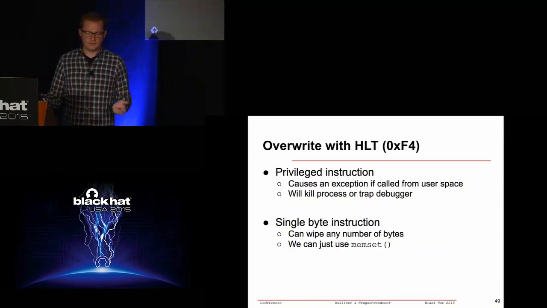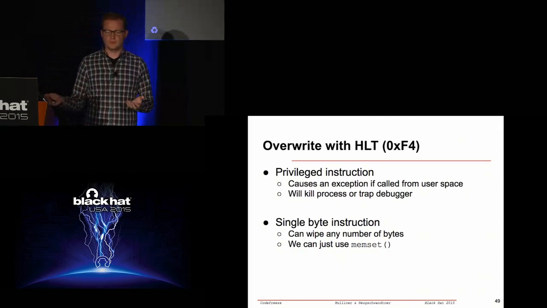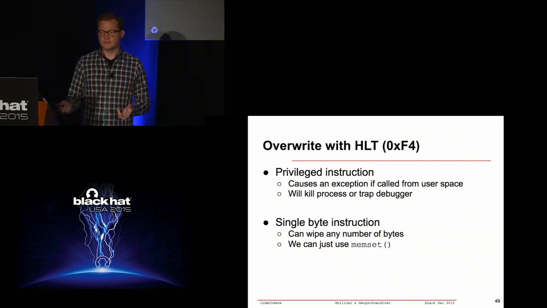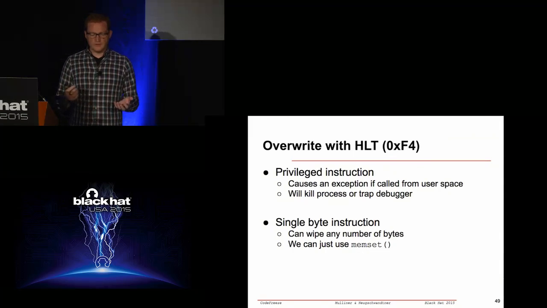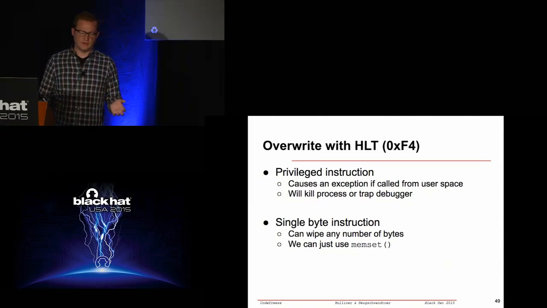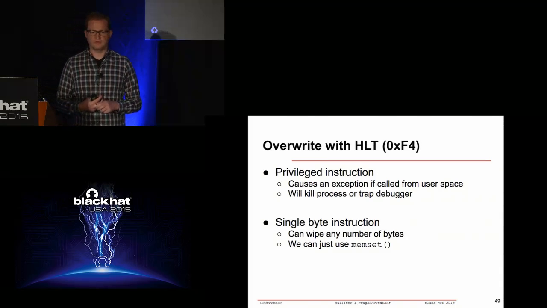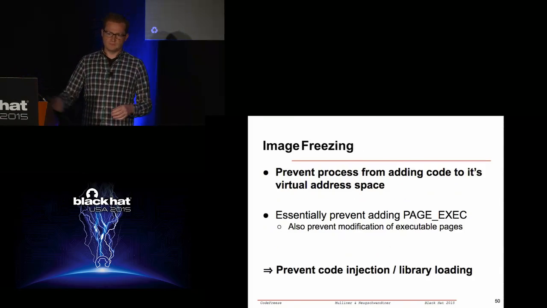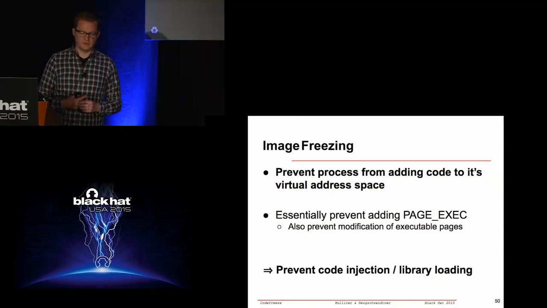it's a privileged instruction on x86. So if a user space application calls it, it will basically kill the process or trap a debugger. And the nice part about this is it's a single byte instruction, so we can just use memset on arbitrary address ranges. So we don't care how many bytes we overwrite. We can just wipe the memory with this HLT instruction.